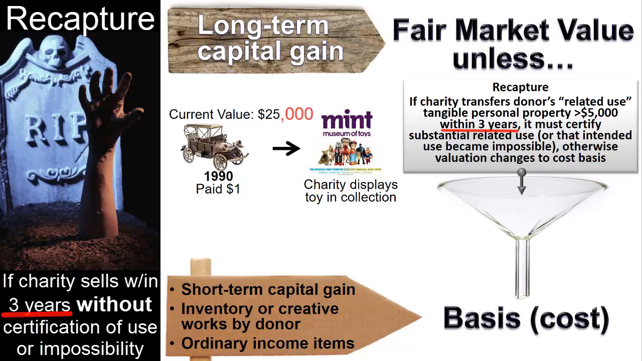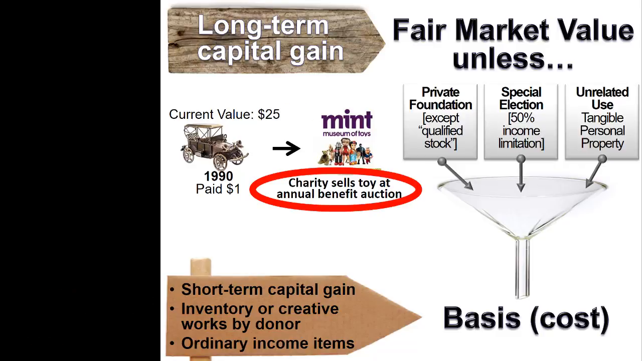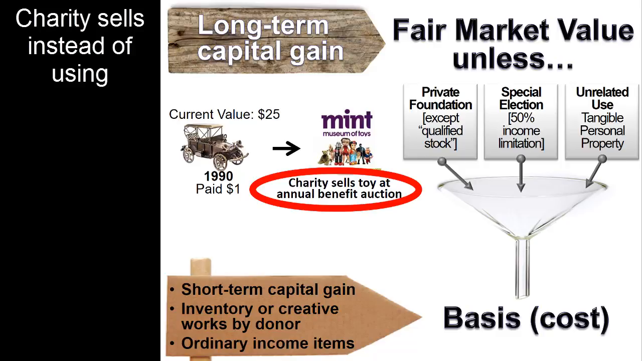If the charity does sell within 3 years, but it also certifies that one of these 2 exceptions applies, that will also avoid recapture. However, this certification must be accurate. The charity must sign under penalty of perjury, and there is a $10,000 fine if the charity provides false information. So what happens if the charity does not use the item, but instead simply sells it soon after receiving it?